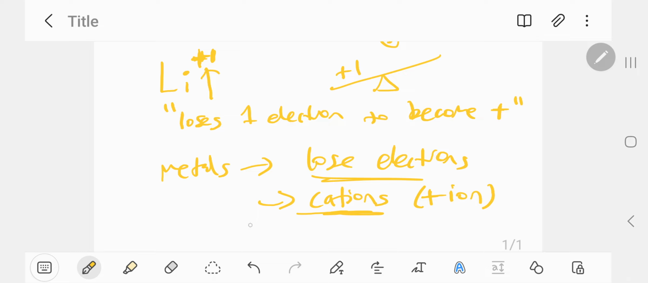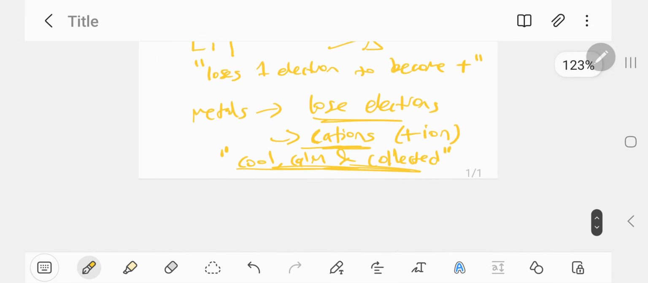It's just a name. Think of cool, calm, and collected. When you're cool, calm, and collected, you're happy, you're positive. Just think of cation as that. C for cool, calm, and collected. Metals want to lose electrons to become positive ions. You need to know this.